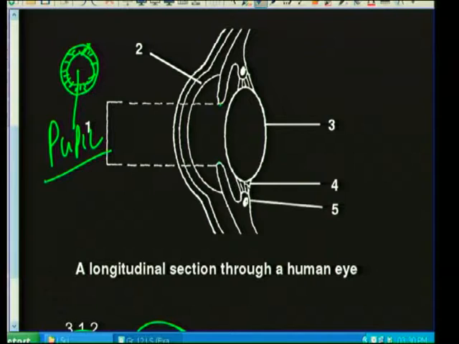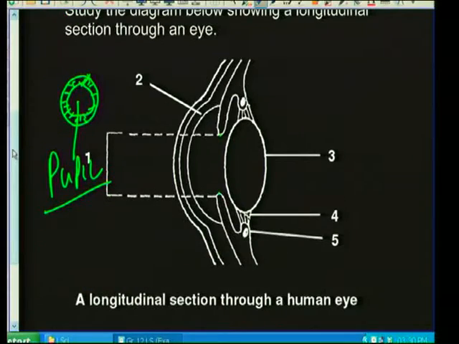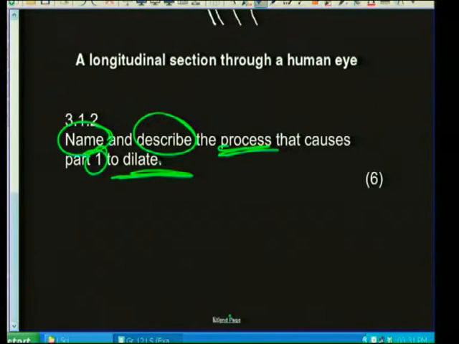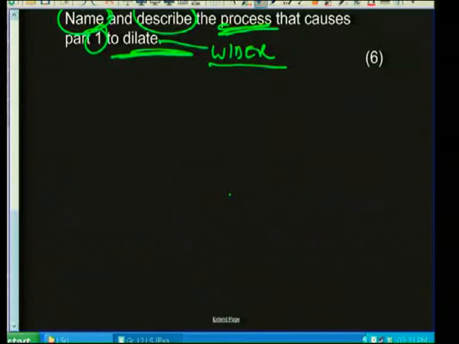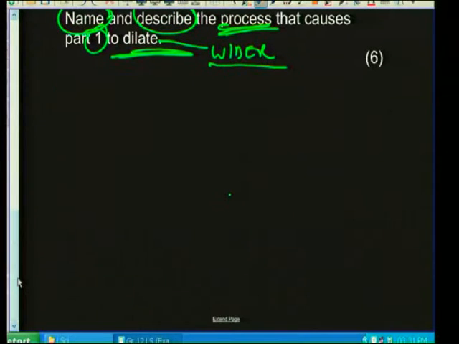So understand that properly. So they want to know the process that causes this part here to dilate. A little bit of language lesson. Dilate means to become wider. Not thicker, but wider. Thick and wide are two different things. Please keep that in mind. Do not use the word thick there. So they want to name the process. This is dealing with the pupil, so this will be the pupillary mechanism.